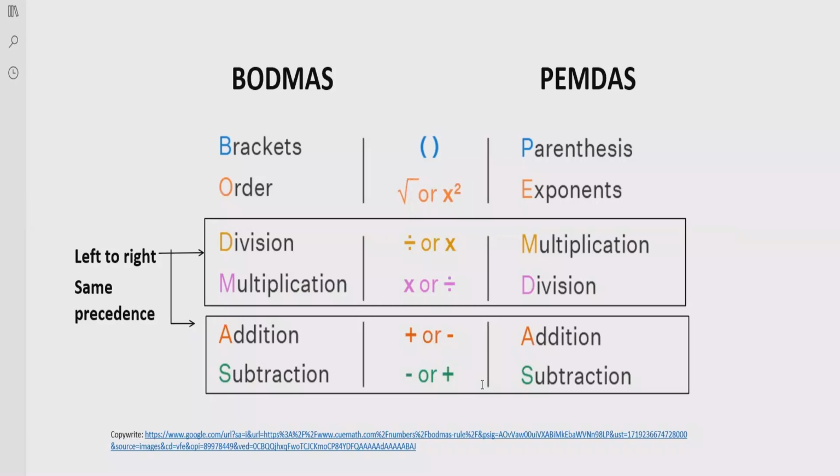After that, in your expression, you have to go left to right and find out division and multiplication. If division is coming first, you have to solve the division first. And if multiplication is coming first, you have to solve the multiplication part. Similarly, for addition and subtraction, we have the same rule. We can solve addition first if it is coming first. And we can solve subtraction first if it is coming first.